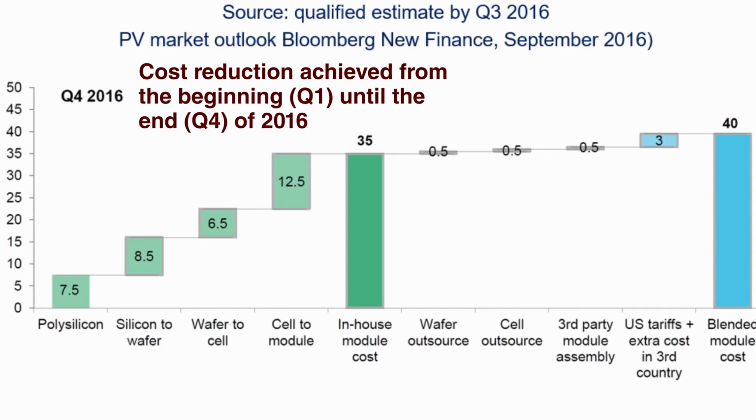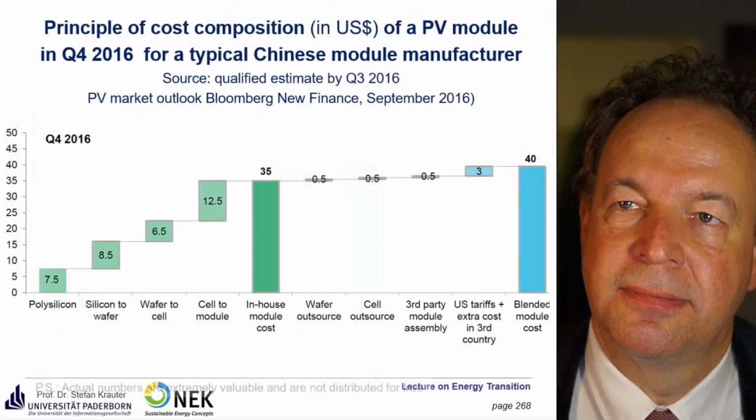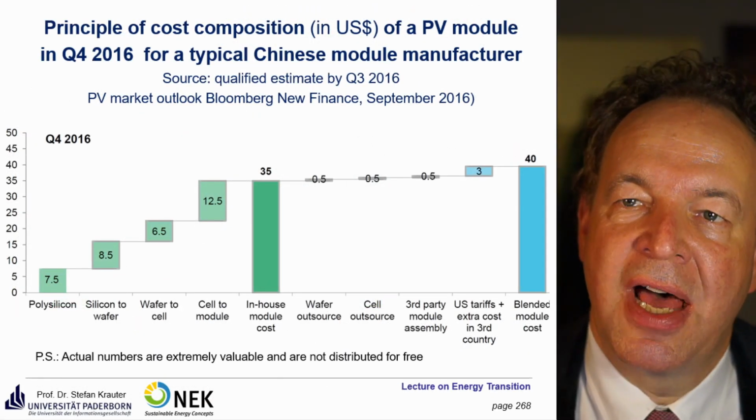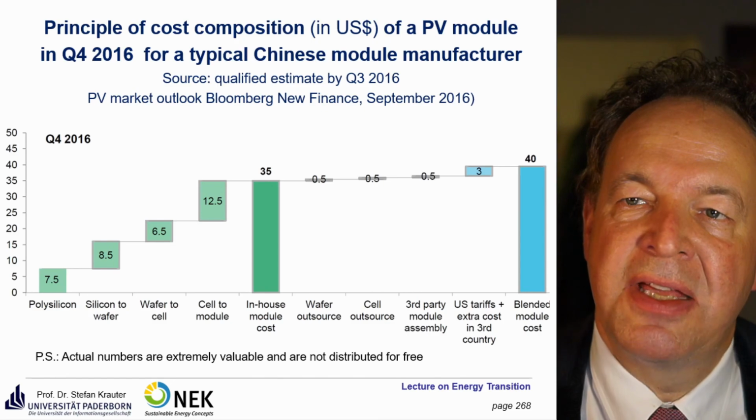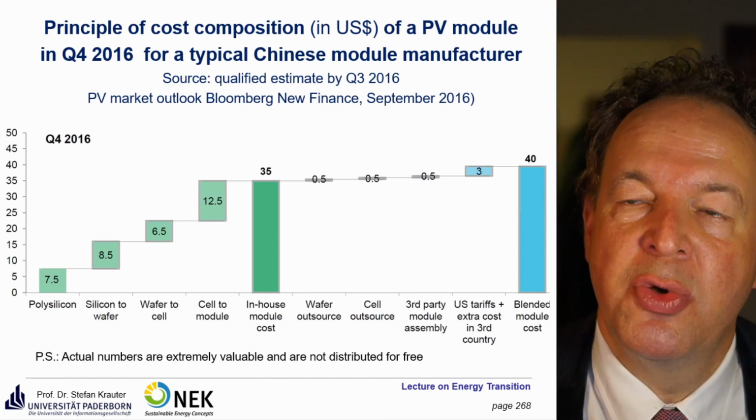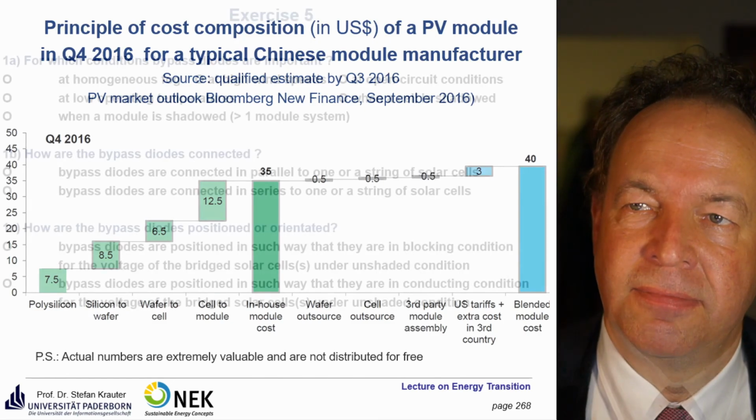This is another calculation. So if you achieve cheaper suppliers, you are able then to lower the price to 40 cents per watt instead of 47 cents per watt. As I mentioned already, the actual numbers are extremely valuable and they're not for free. I just wanted to show you the principle, how this is done.